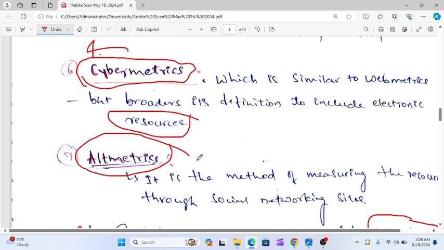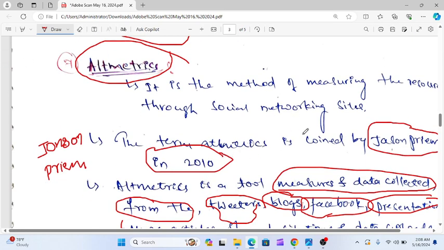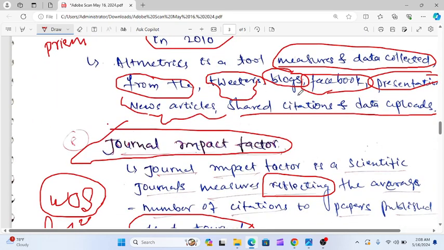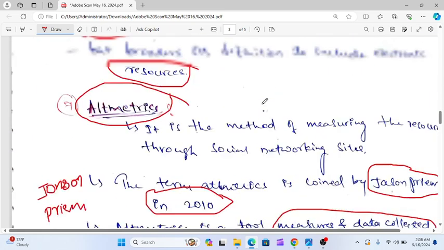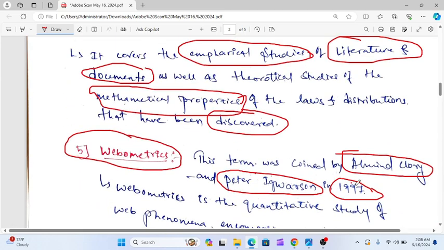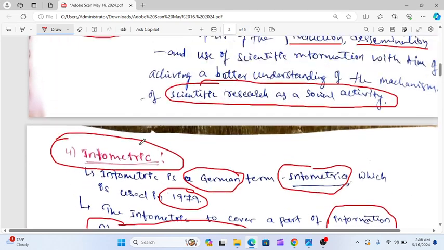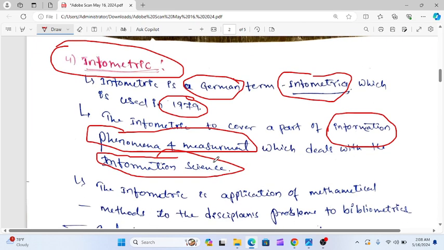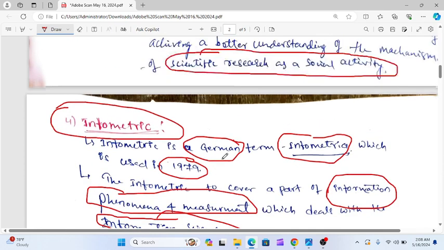Altmetrics was coined by Jason Priem in 2010, and it evaluates data collected from Twitter, blogs, Facebook, presentations, news articles, and citations shared, LinkedIn also. And webometrics was by Peter Ingwersen in 1997. Informatics is from the German term Informatik, in 1970. It also measures information retrieval in science.